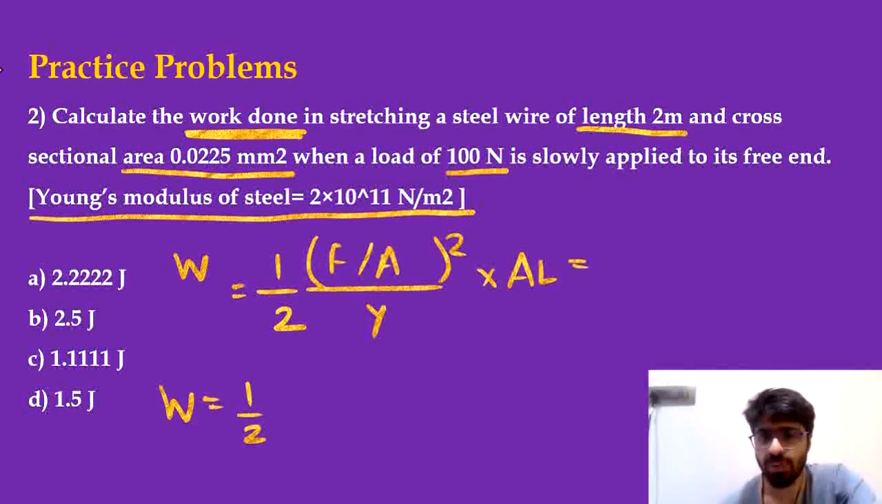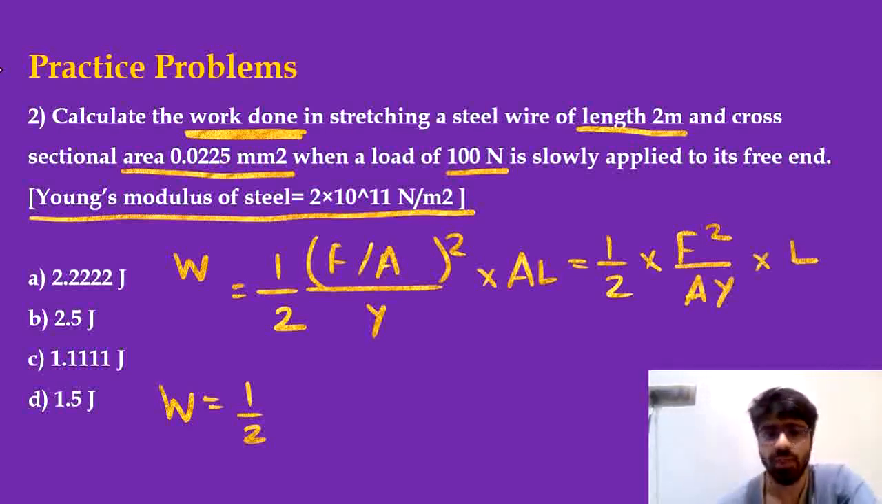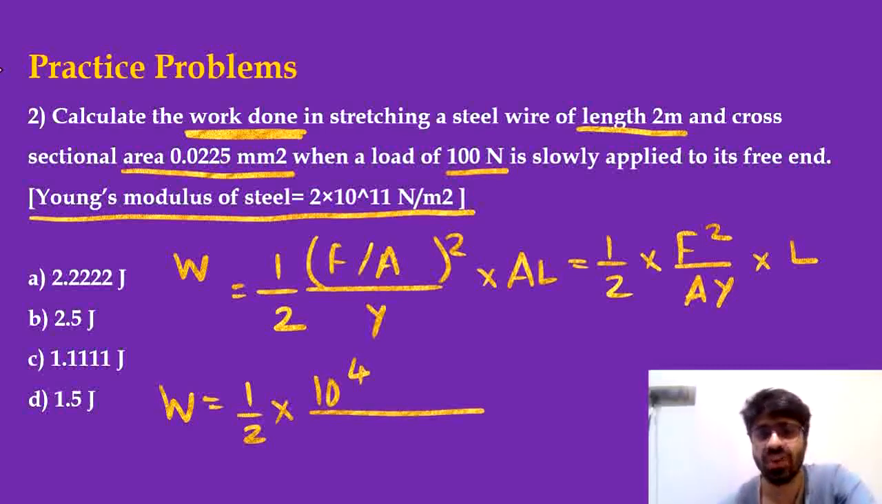So we have this formula as half into F square upon A square, but one A will get cancelled with this A. So in the denominator we will have A, Y and capital L. That is what we will be left with. We write the value of F square as the square of 100. That should be 10 power 4. Keep in mind that in the denominator you have the area, which is 0.0225 mm square.